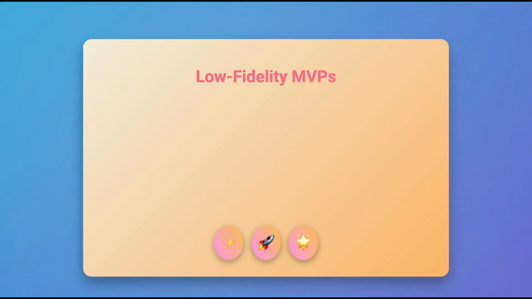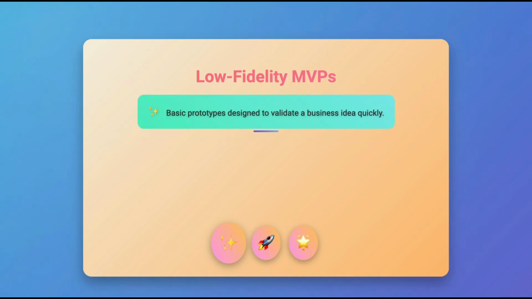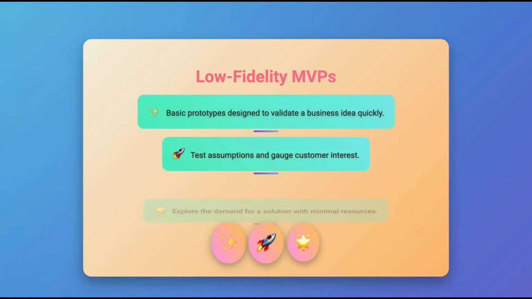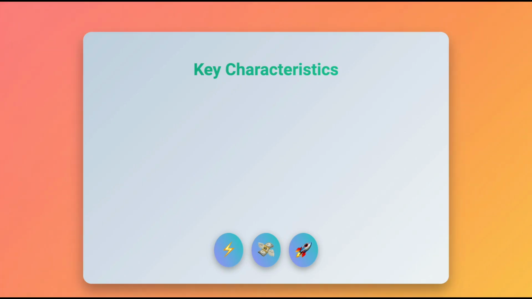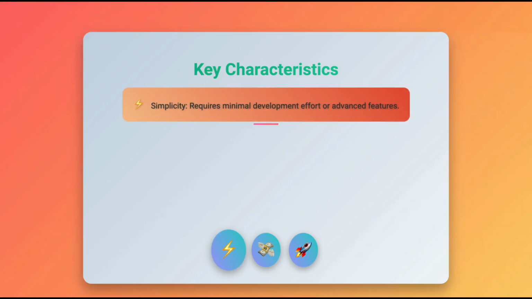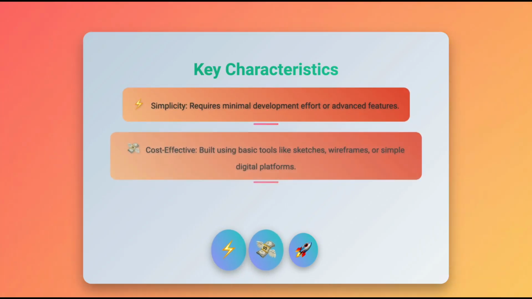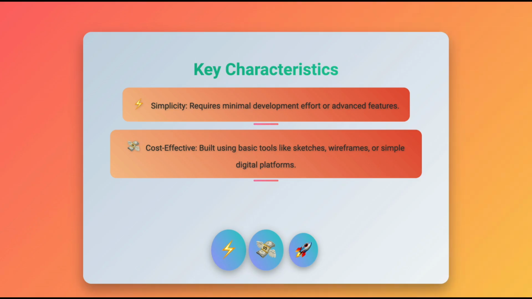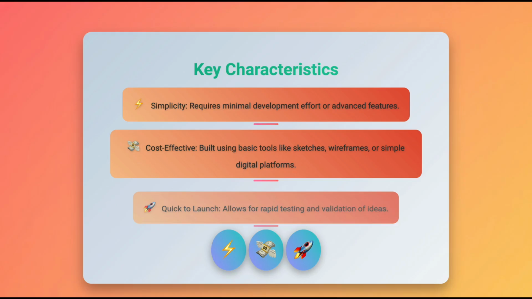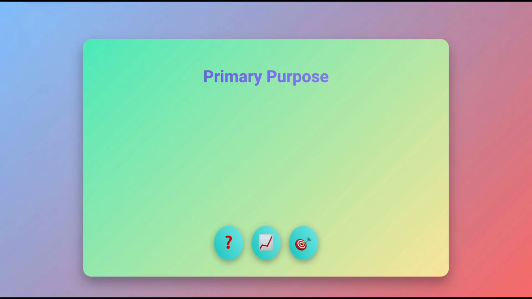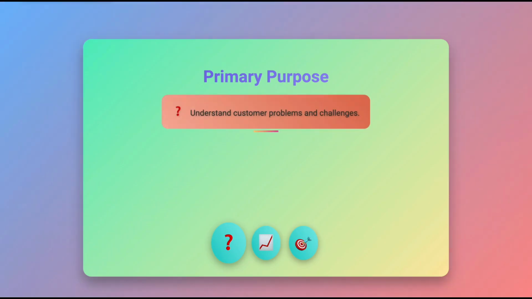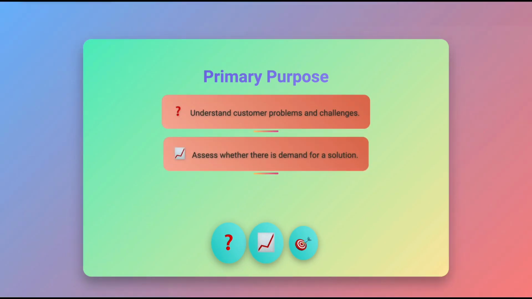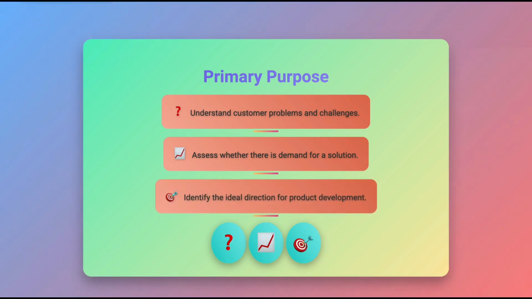Low-fidelity MVPs. Low-fidelity MVPs are basic, inexpensive prototypes or experiments designed to validate a business idea quickly without investing significant time or resources. They are often used to test assumptions, gauge customer interest, and potential demand for a solution. Key characteristics: simplicity, requires minimal development effort or advanced features. Cost-effective, built using basic tools like sketches, wireframes, or simple digital platforms. Quick to launch, allows for rapid testing and validation of ideas. Primary purpose: understand customer problems and challenges, assess whether there is demand for a solution, identify the ideal direction for product development.